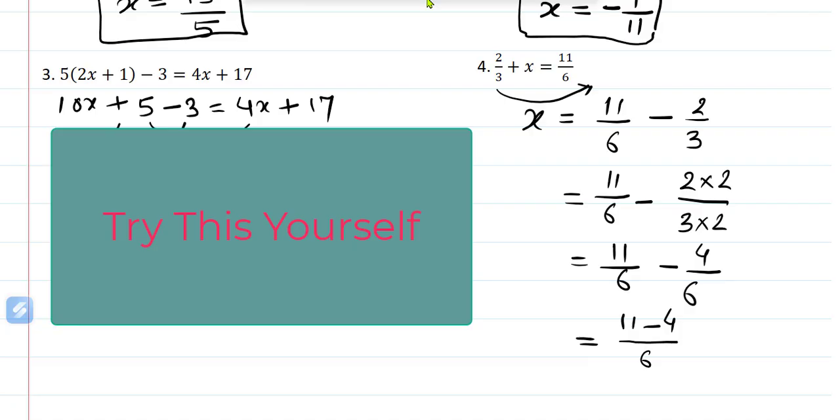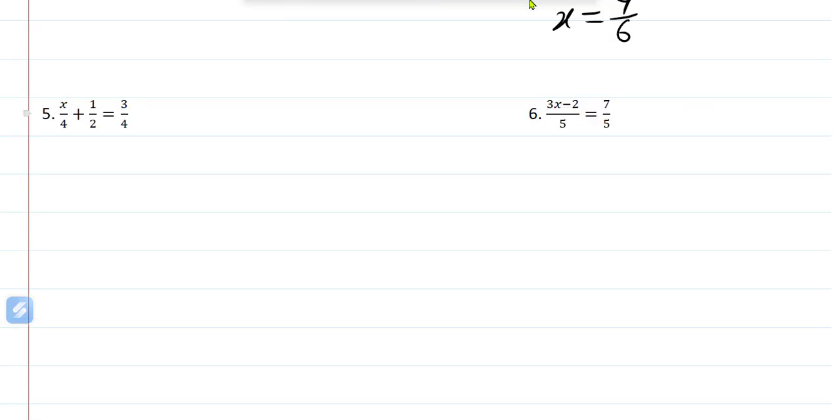And this is equal to 7 divided by 6. And this is the value for x. So in this relation, we have x which is divided by 4. So this is in fraction.